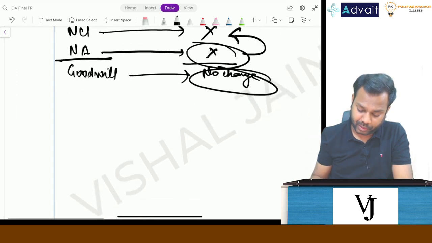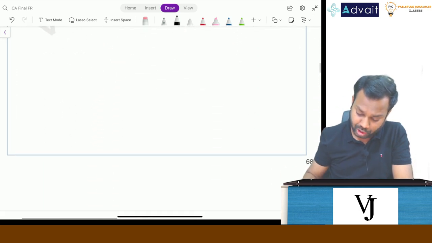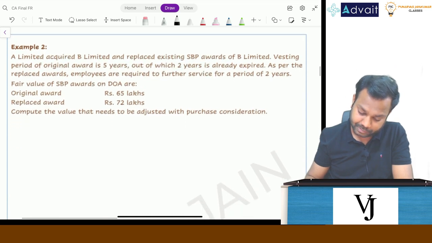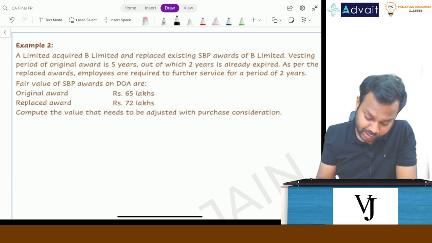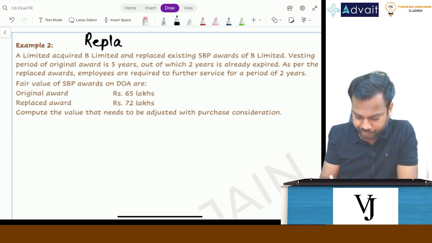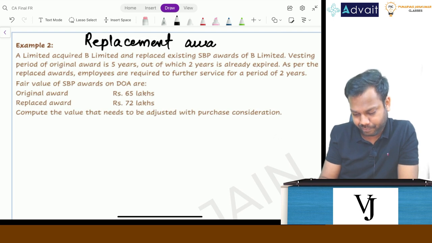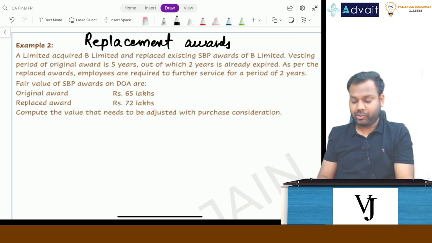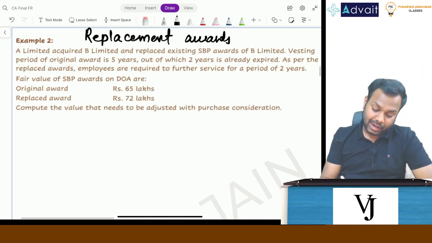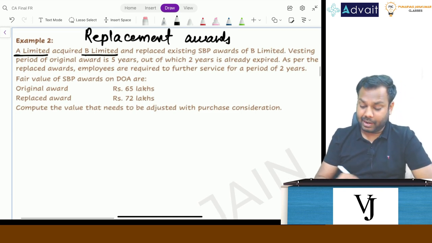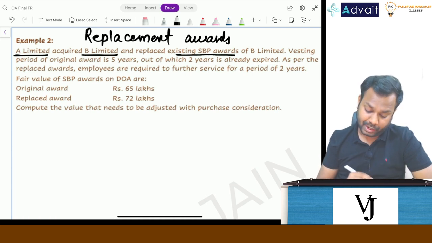Okay. Now, moving on to the next part, next example. Let's take up this example as well. This is on replacement awards. Please solve this example, guys. Come on. So A Limited is acquiring B Limited and replaced the existing share-based payment awards of B Limited. The vesting period. Okay, now let me draw.